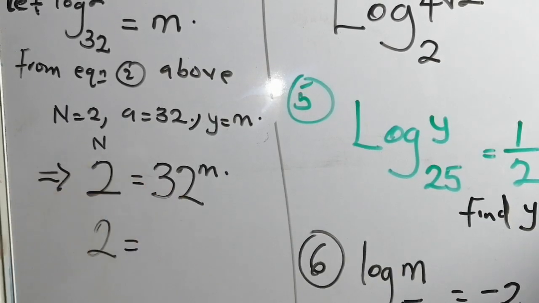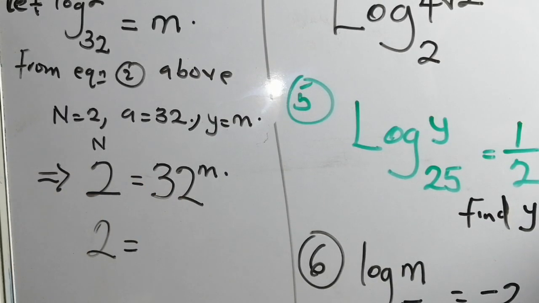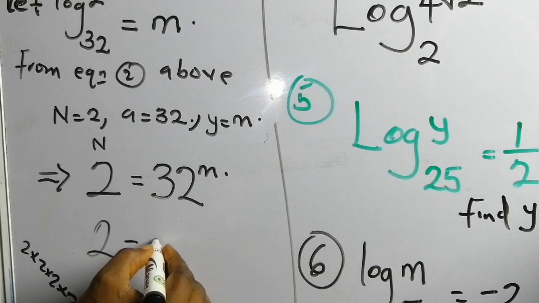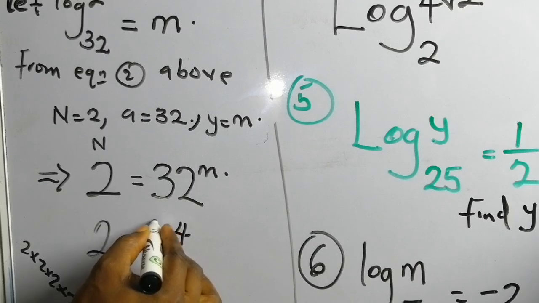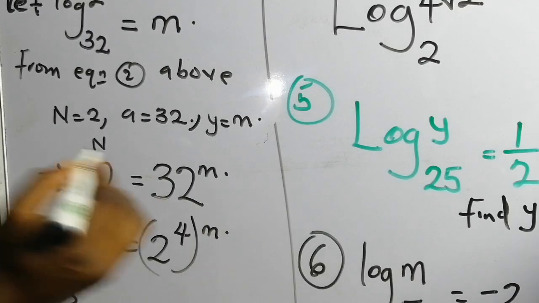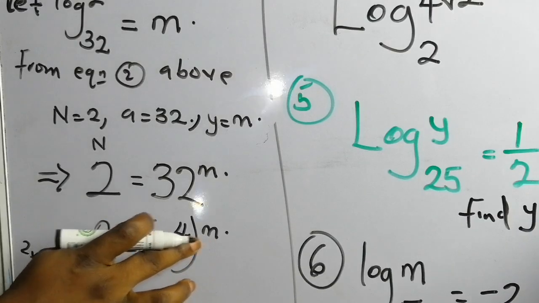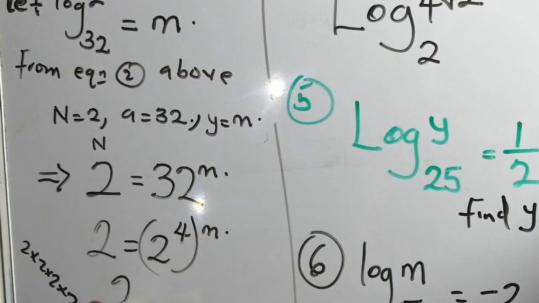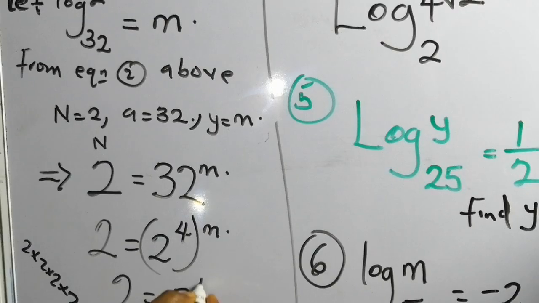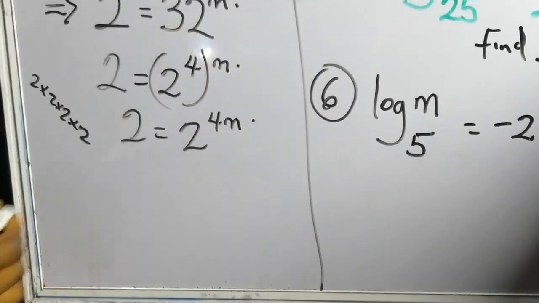2 times 2, 4, 4 times 2, 8, 8 times 2, 16, 16 times 2, 32. So it means you use 2 in 5 places. That is, it's 2 raised to power 5, all raised to power m. That is the meaning. So don't forget, law of indices. This is multiplication. So 2 equals 2 raised to power 4m.